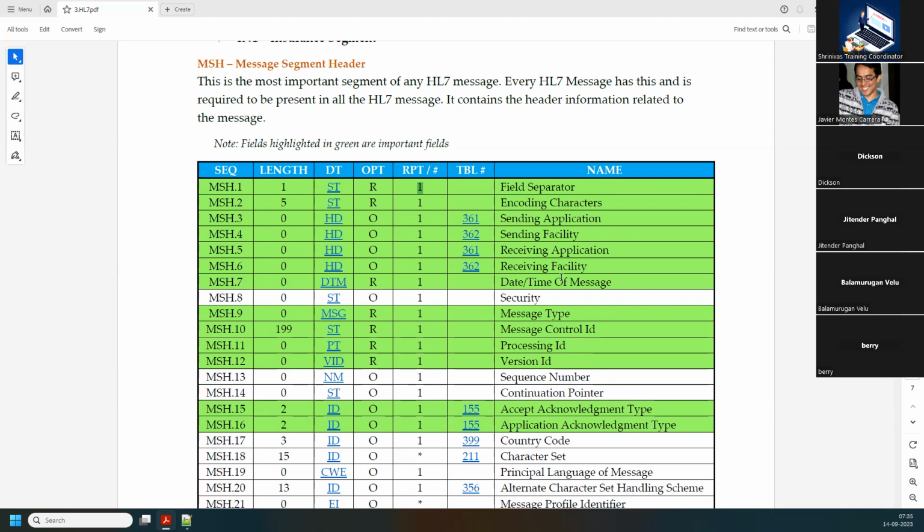Next, you have name. Name is nothing but the name of the field, which will tell you what kind of data is going to be transacted in a certain field. So this will be the format. All the tables will be in the very same format. So we'll be going through each of the segments, looking at the table itself.